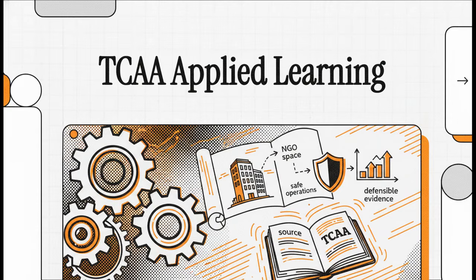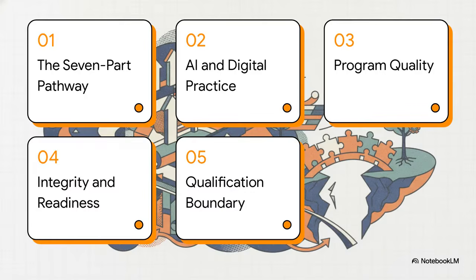We are digging into the source material behind the Change Architect Academy, or TCAA. And honestly, this is essentially the ultimate blueprint for applied auditable learning. It's completely redesigning how humanitarian professionals build defensible evidence and ultimately safe operations. Okay, let's dive into this blueprint for today's explainer.